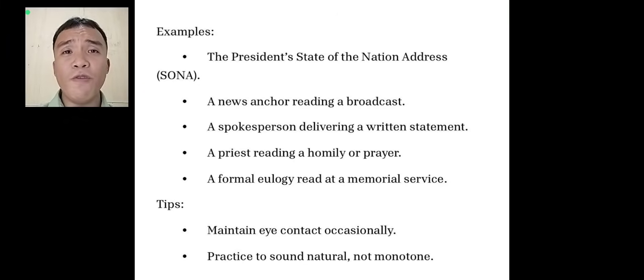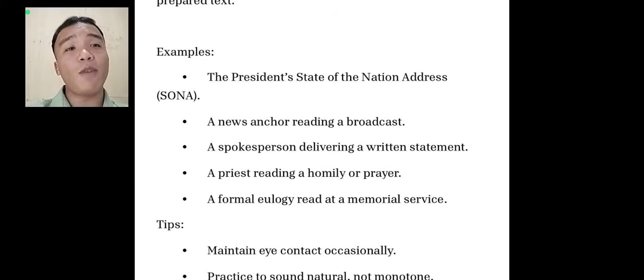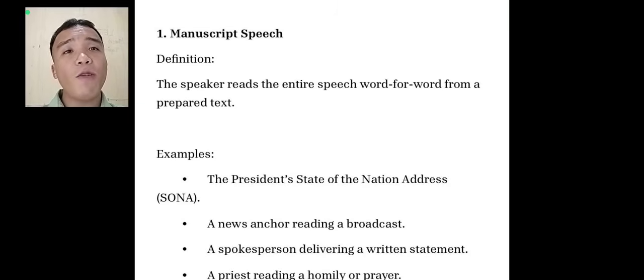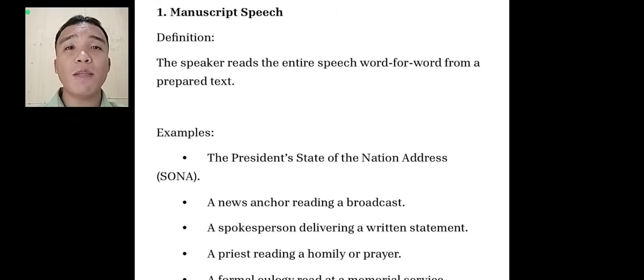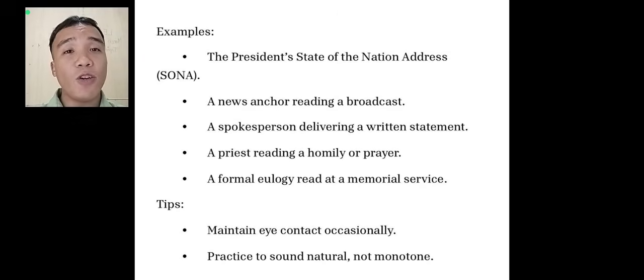So when you do novenas or rosaries, you are bringing this little book with you in which you will be reading it to a microphone. That is an example of a manuscript speech. And a formal eulogy read at a memorial service. So again, when we say manuscript speech, the speaker is merely reading.